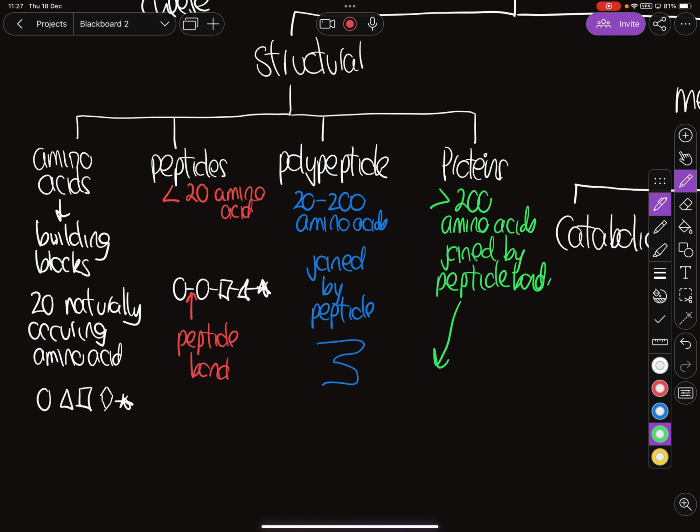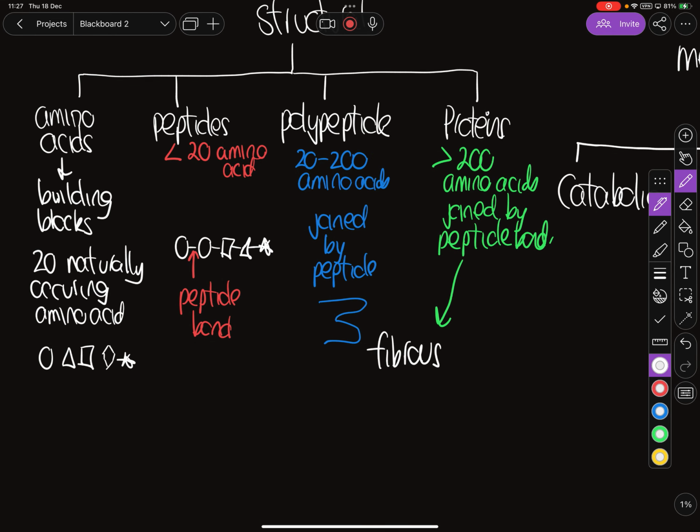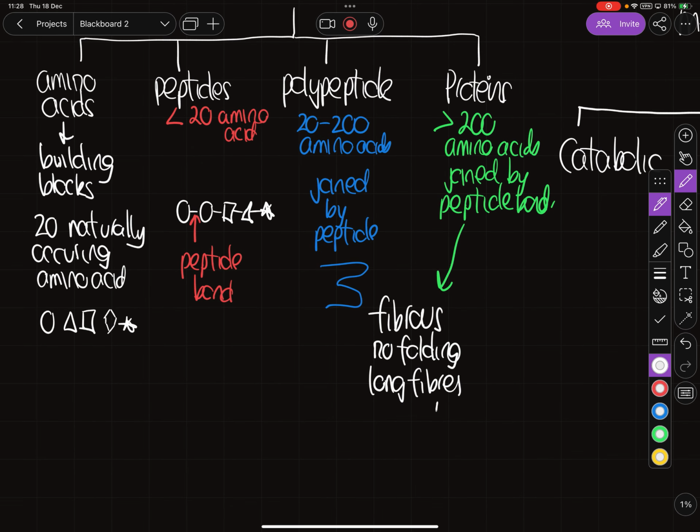But it may be that a protein is what we call fibrous. So in terms of those, there's going to be hardly any folding of the protein chains. There's very little folding going on. They are very long fibers. So if we were going to draw them, we would be drawing them just as literally straight lines together.